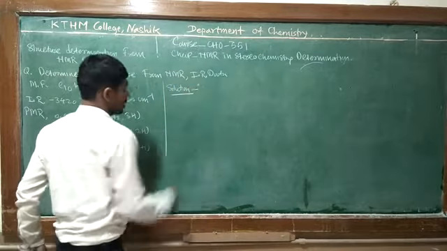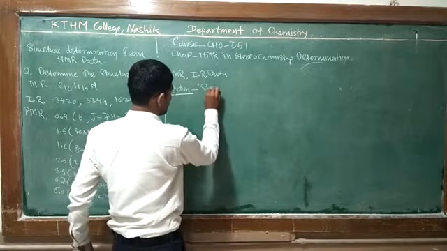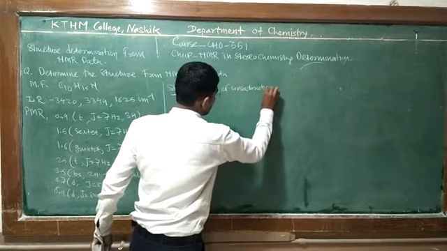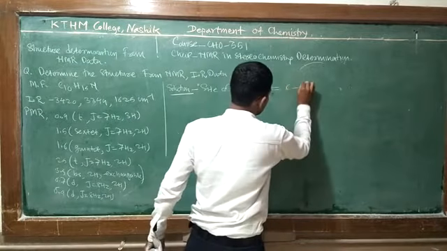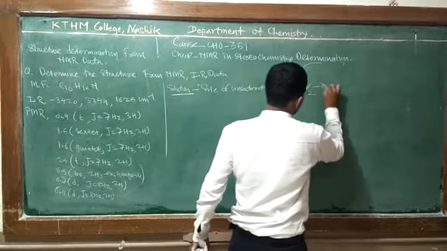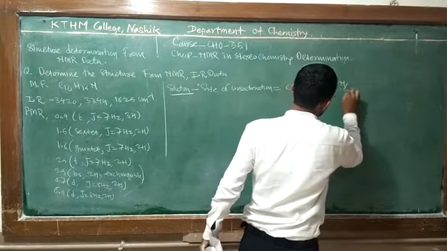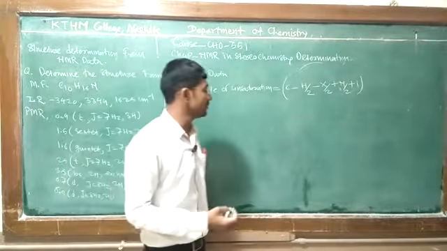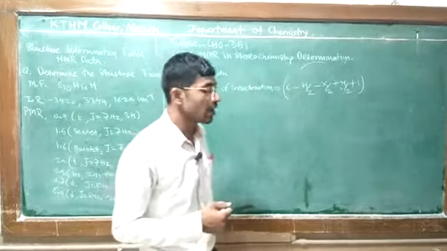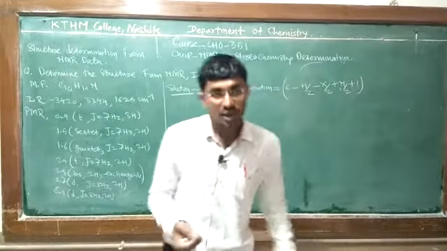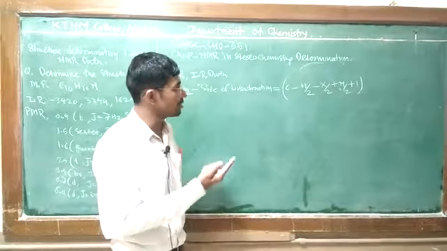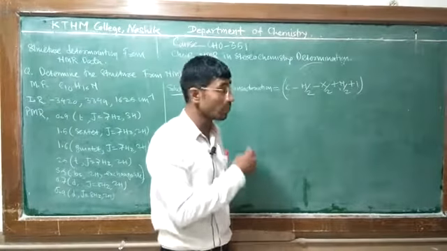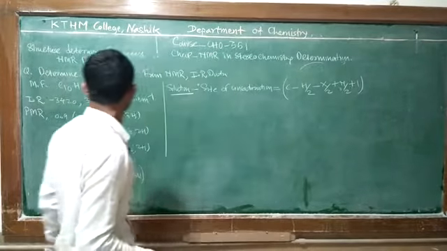So, the site of unsaturation. For this, we can use this formula: C minus H by 2, plus X by 2, plus N by 2, plus 1. Here X is any halogen: chlorine, bromine, or iodine. C means the number of carbons, H the number of hydrogens, X the number of halogens, and N the number of nitrogen atoms present in the molecular formula. By this formula, we can find out the site of unsaturation.